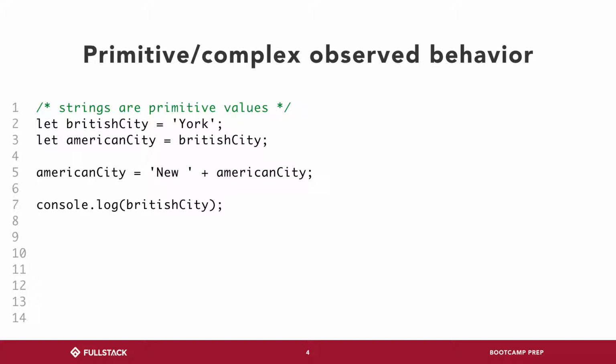So down here, when we log out British city, is British city changed? What is British city? Yeah, British city last got touched on line 2, and it got told that it's the string value York. Literally the value York. It doesn't get affected by anything we do later on. What about American city? What is American city now? Yep.